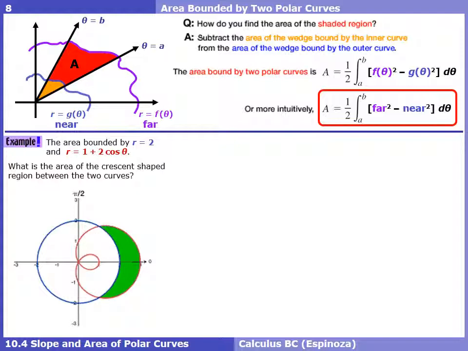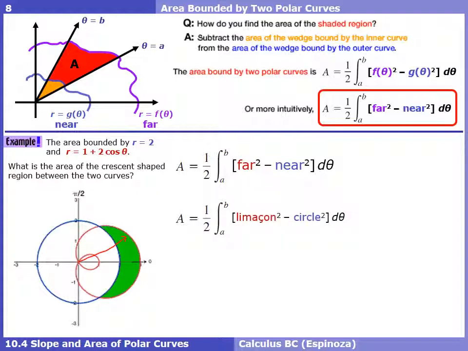We want to find the area between these two curves. So because of that, we need to set up this integral. The intuitive way, again, is to remember it as far squared minus near squared, but I'm going to be specific in terms of this problem. The far function, the one furthest away from the pole, is our limaçon. The one closest to the pole is the circle. So I'm going to rewrite that equation with the specifics of this problem. It's going to be the limaçon equation squared minus the circle equation squared. And of course, that's really easy to do. You're just going to plug those two equations in.